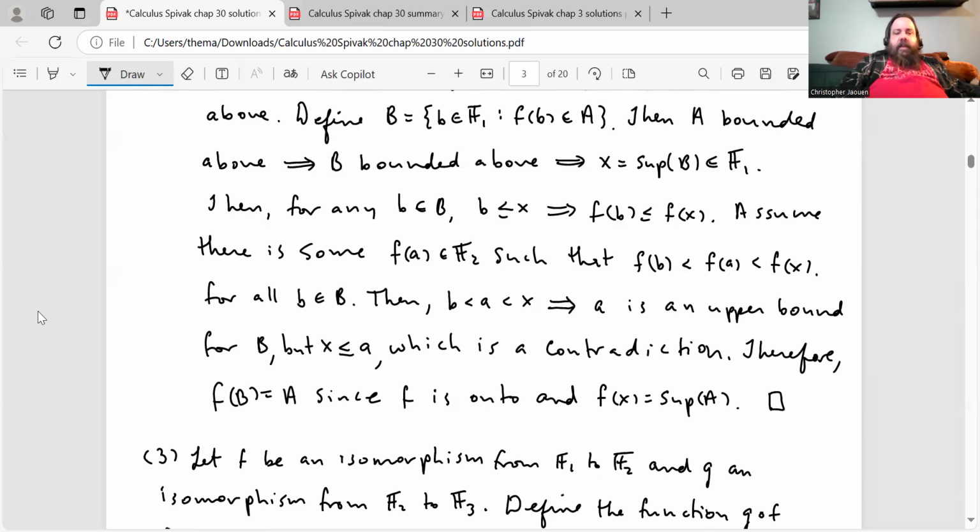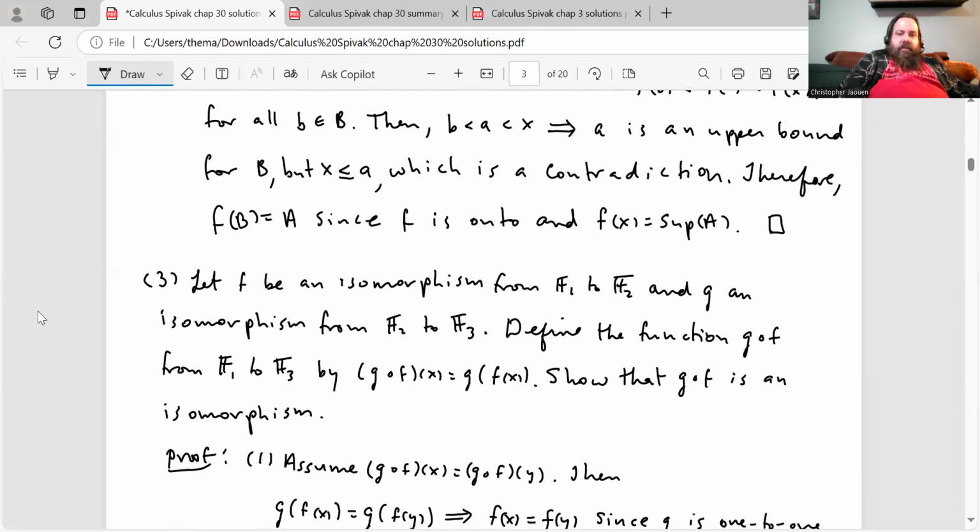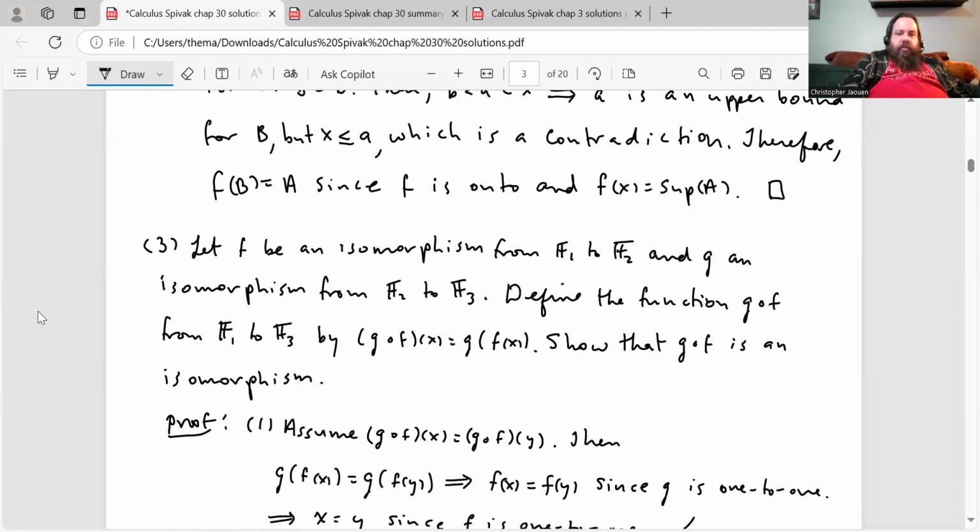Therefore, f of B equals A because f is onto. Sorry, I said that twice. F of B equals f of A since f is onto, and f of x equals sup A. Right? That's all the parts in question 2.